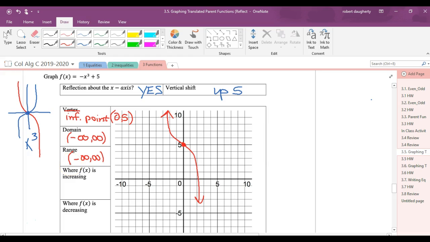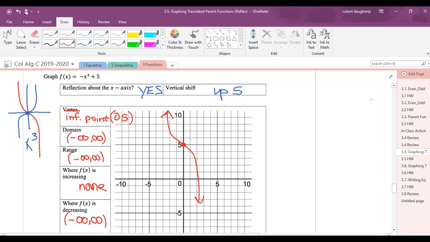Where is this thing increasing? Okay, increasing, guys. Travel left to right, okay? As I travel from left to right, all along this axis, is the graph of that thing going up or down? It's going down. So it is decreasing from negative infinity to infinity. It always decreases. That means where is it increasing? Yeah, nowhere.